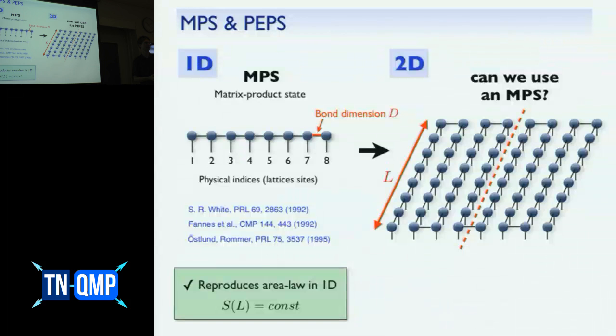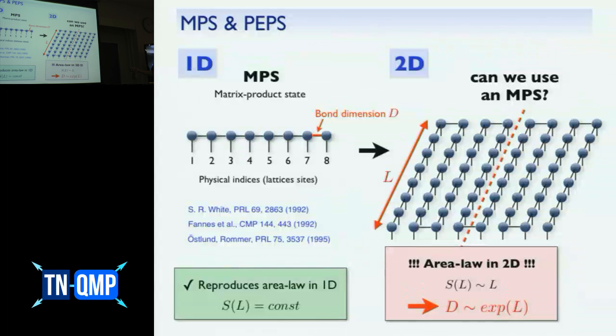And then we can see what happens now if we split the system into two pieces. Then we can again ask the question, how does the entanglement entropy grow as a function of this L here? If we have an area law, we know that the entanglement entropy will grow linearly with this cut length here, right? And as a consequence, the number of relevant states that you need to keep will grow exponentially with this cut length here, right? So the D here that you need to keep will grow exponentially with this length L.